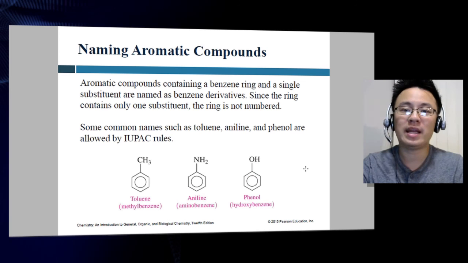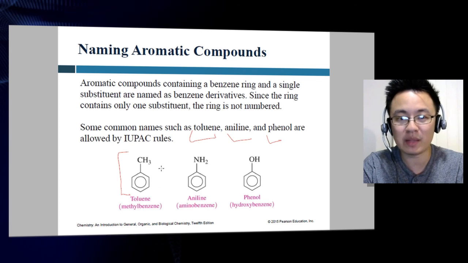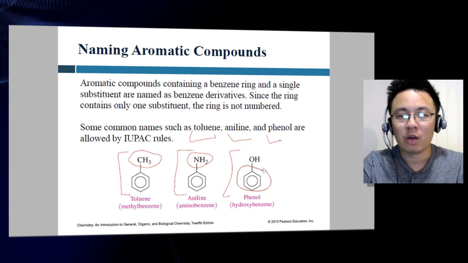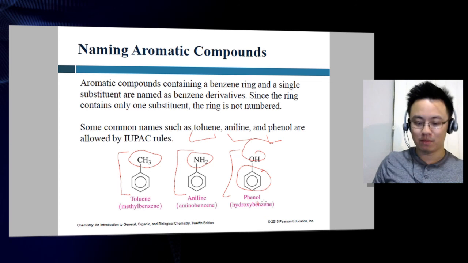Aromatic compounds containing a benzene ring and a single substituent are named as benzene derivatives. Since the ring contains only one substituent, the ring is not numbered. Some common names such as toluene, aniline, and phenol are allowed by IUPAC rules. So, for example, this would be known as toluene, a benzene ring attached with a methyl group. Aniline here is a benzene ring attached with an amine group. And we have phenol, which is a benzene ring attached with an OH group. The O is kind of a hint indicating it's an alcohol.